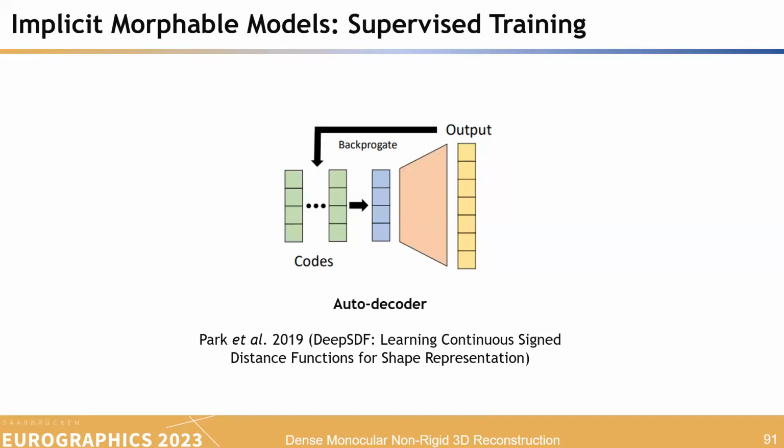Typically, methods that rely on supervised training follow an autodecoder sort of training strategy, where they have a set of random latent vectors initialized over the course of training, one latent vector for each of the training samples. Over the course of training, they optimize the neural network parameters and also the latent codes using a reconstruction loss. Once the training is done, they use this neural network to get the priors for reconstruction later.